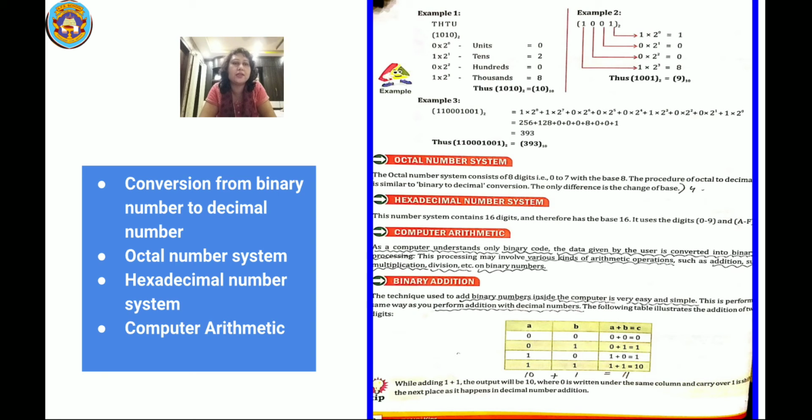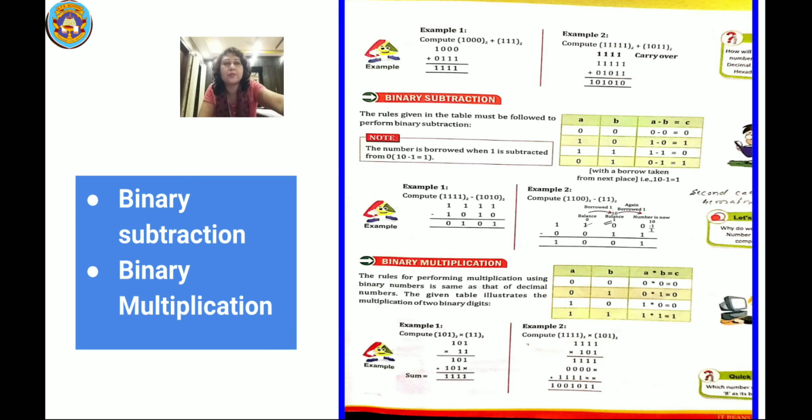So, 0 plus 0 is equal to 0, 0 plus 1 equal to 1, 1 plus 0 equal to 1, 1 plus 1 equal to 10, and 1 plus 1 plus 1 equal to 11. So this was binary addition.